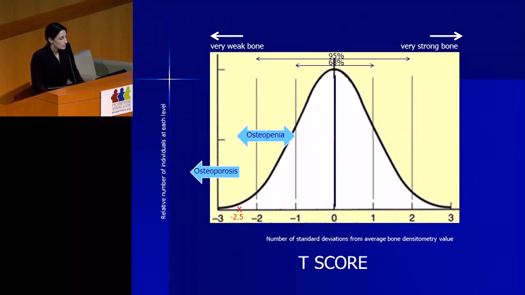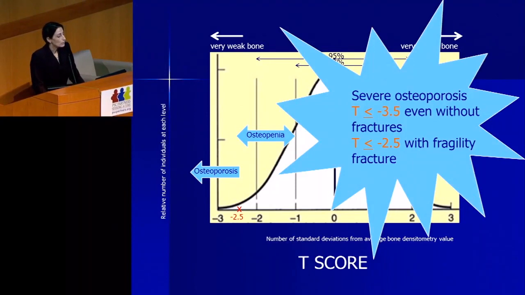And so these concepts are important to understand, and there are even shades within that. We would consider severe osteoporosis to be less than -3.5, even without fractures, or less than -2.5 with fractures. Don't worry about these exact numbers. It's the concepts that matter.